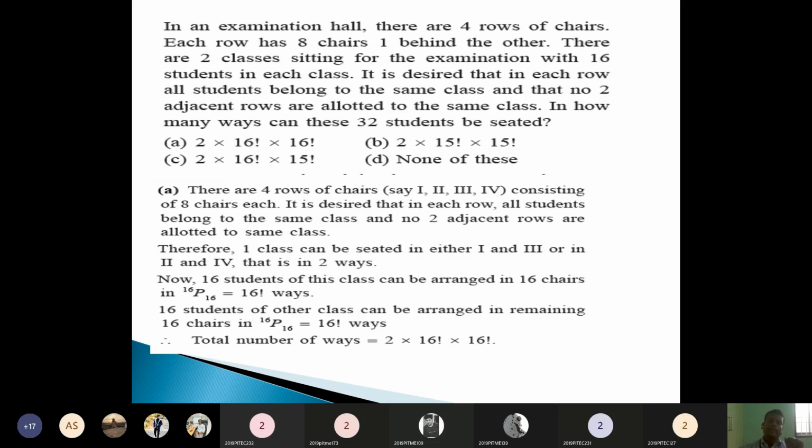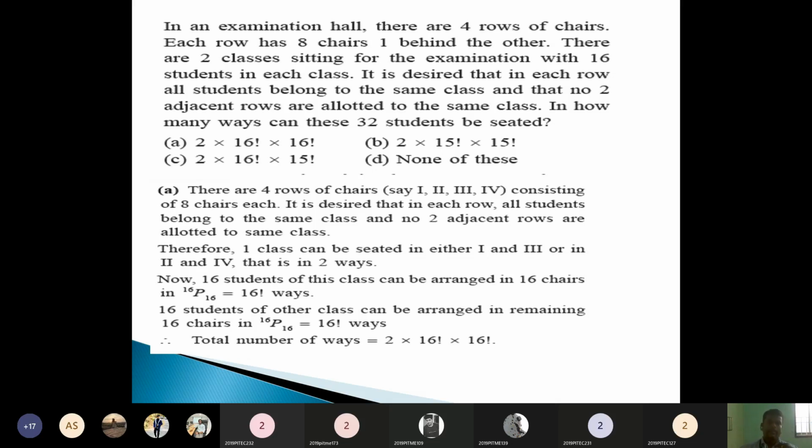The 4 rows given are row 1, row 2, row 3, row 4. R1, R3 in section 1, and R2, R4 in section 2. That is one combination. The second combination is R1, R3 in section 2, and R2, R4 in section 1. Like that you can do. So two different ways you can arrange the rows. That's why they have put two.